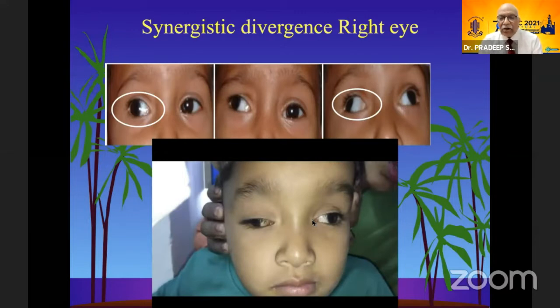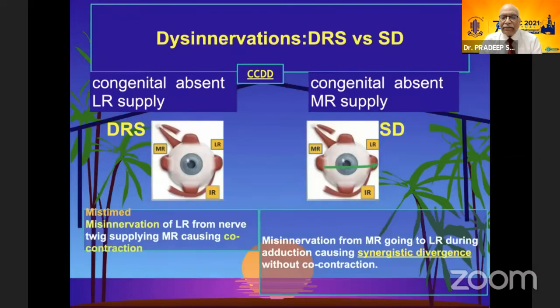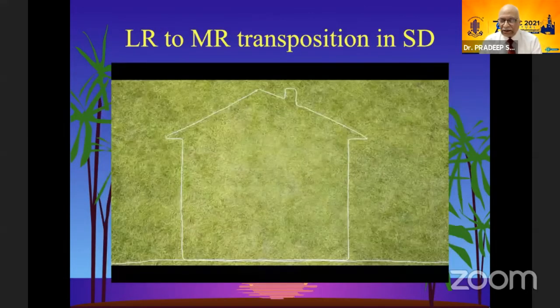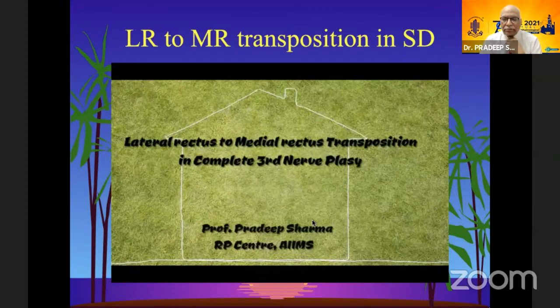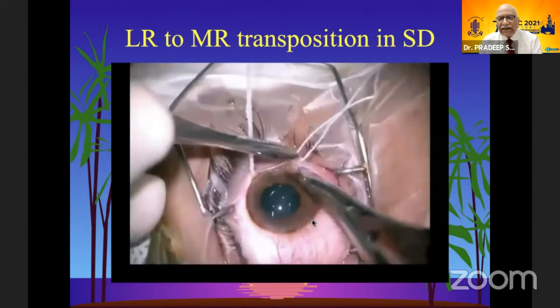So these are complicated cases. How do you manage? One option would be to do a periosteal fixation of the lateral rectus, which we used to do earlier. But nowadays, we have got more confident in doing the LR Y split and medial transposition. That I would say is the procedure of choice, as if it was made for this condition. So a congenital third nerve palsy with a synergistic divergence, if it is there, you can do this. This is a pre-op, and sorry, this is the post-op of the case after doing the Y split. Yes, we can have this LR to MR transposition in synergistic divergence.